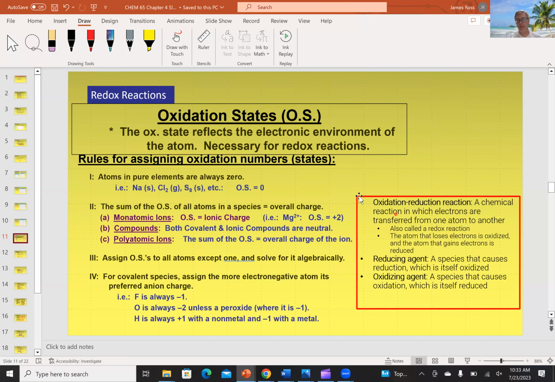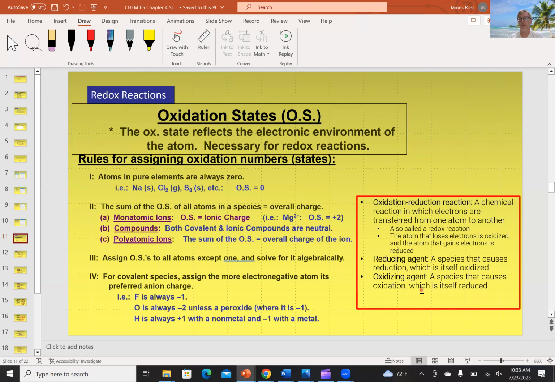Okay, other things shown in this box here. We want to be able to look for redox agents. There's an acronym we can use when we look for evidence of redox, and the acronym is OILRIG. OIL, O-I-L, is an acronym for oxidation involves loss of electrons. RIG, R-I-G, is an acronym for reduction involves gain of electrons.